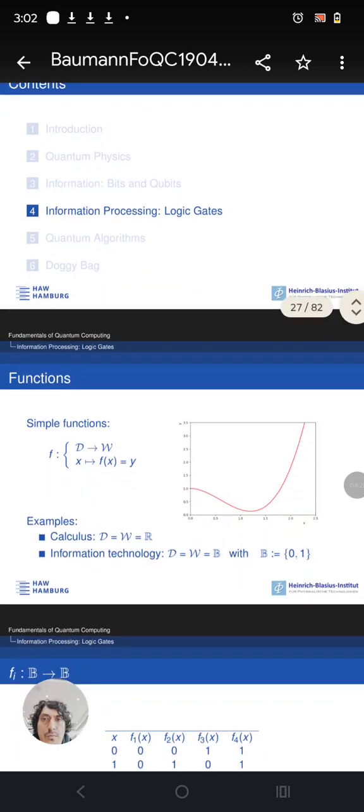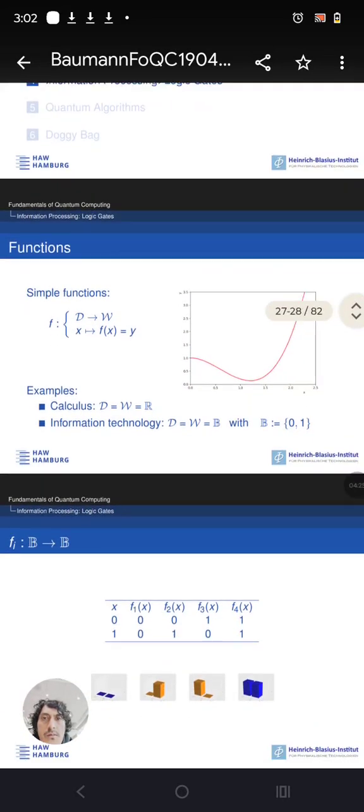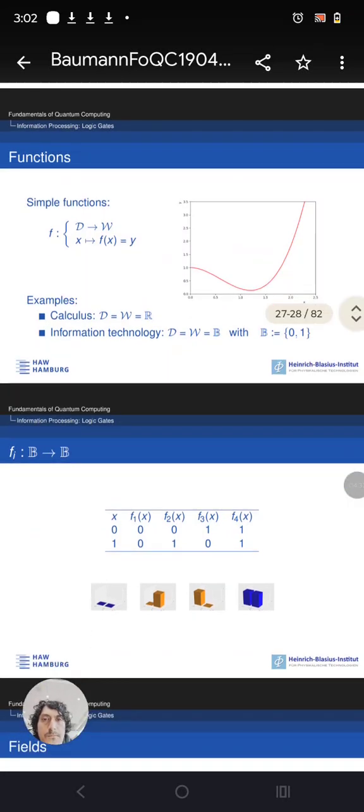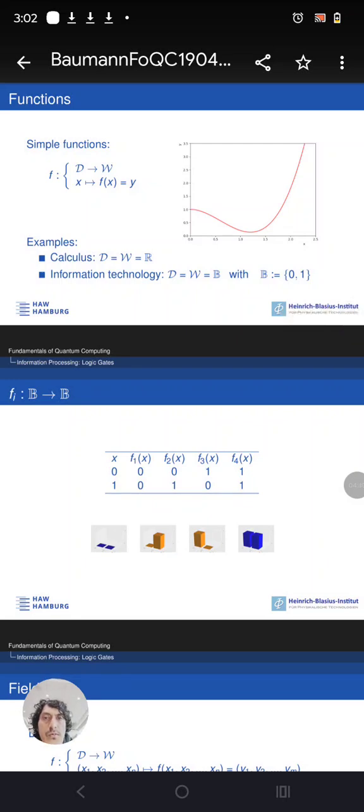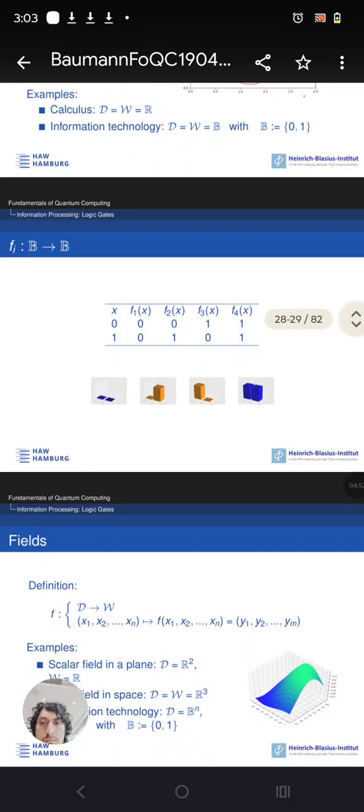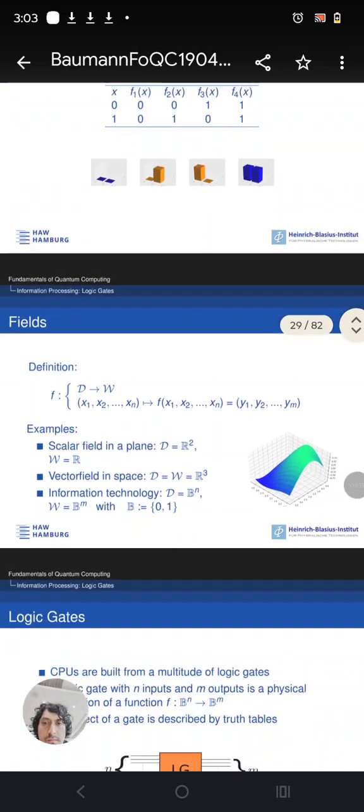Then we are moving into logic gates. So, simple functions like f from D to W, f(x) equals y. In calculus, D equals W equals R, the set of all real numbers. In information technology, D equals W equals B, where B is {0, 1}. It's an example of a function from B to B, so a binary function. So x can be 0, x can be 1. f1(x) is 0, 0, so it turns it into 0. f2(x) is 0, 1, so it is just a replica of x, or identity. f3(x) is 1, 0, the inverse of x. f4(x) is 1, 1, so it is always 1. Alright.